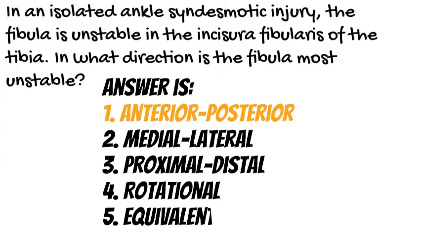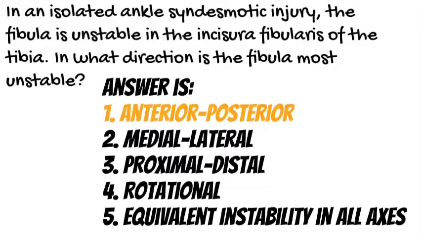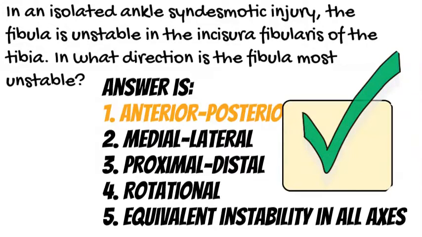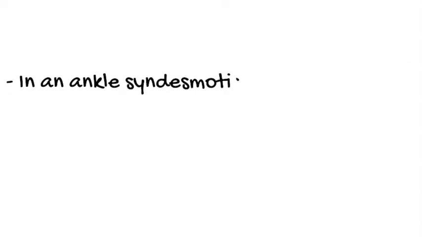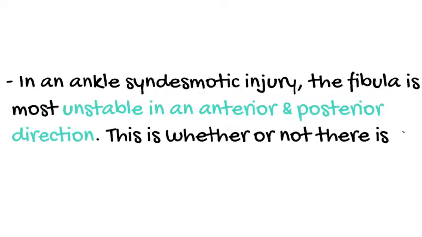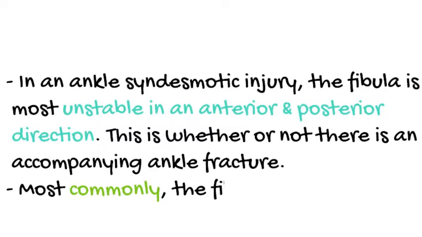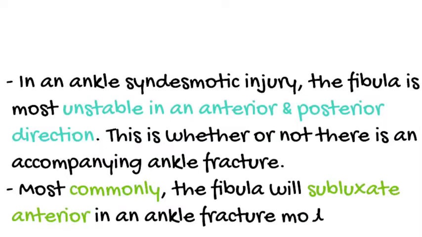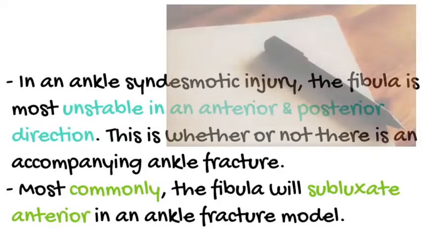And the answer is 1. Anterior posterior. Okay? In an ankle syndesmotic injury, the fibula is most unstable in an anterior and posterior direction. This is whether or not there is an accompanying ankle fracture. Most commonly, the fibula will subluxate anterior in an ankle fracture model.